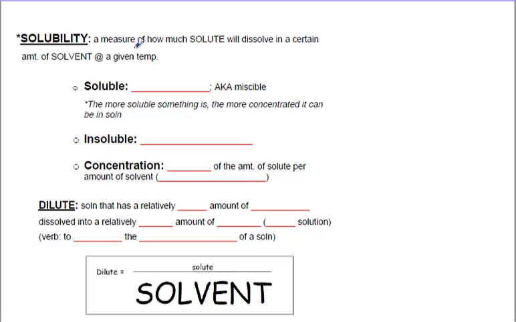Hey guys, so I hope you enjoyed that little introduction, but we're going to finish off with solubility, feeding off of lesson 6, so we're picking up with that.